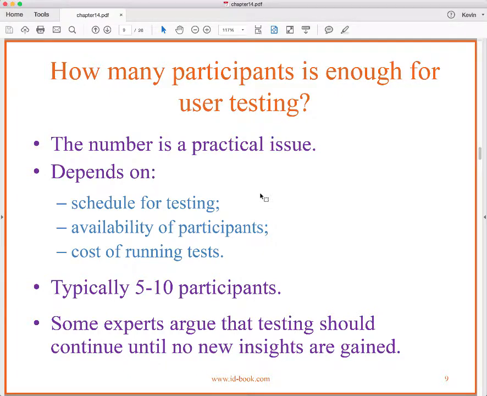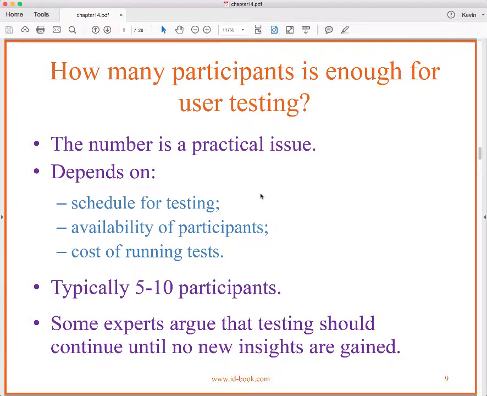How many participants is enough for user testing? I think I talked through this pretty well before. When you're really doing it, 5 to 10, 5 to 12, I think makes sense. Some experts would argue that you should continue to test until you aren't getting any new insights. Well, and that's probably true. I could see doing that.